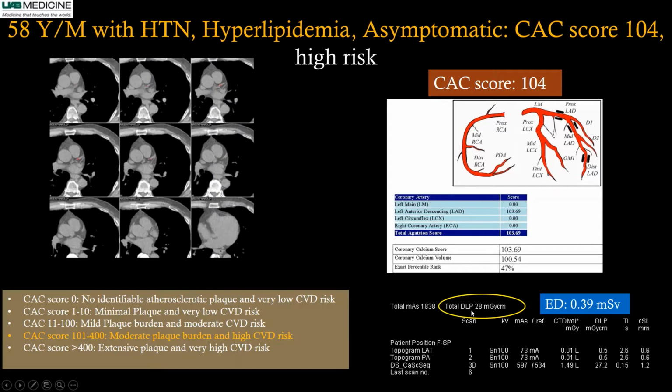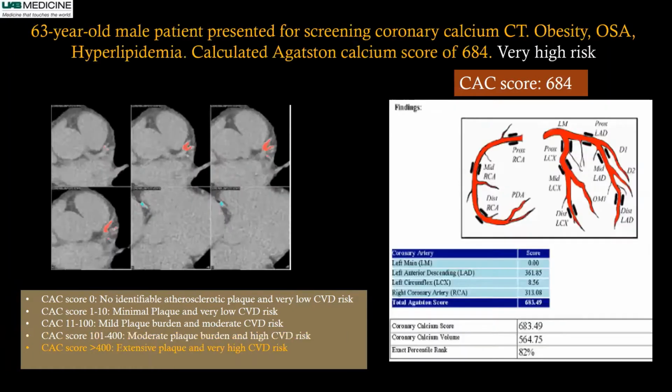In this patient, the dose length product, DLP, is 28 milligray per centimeter, and the effective dose turns out to be 0.39 millisieverts. So it is a very, very low dose scan, which has very useful information.